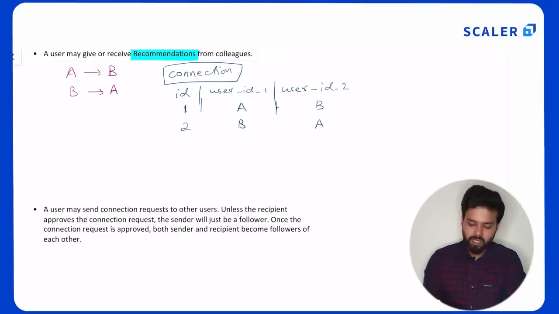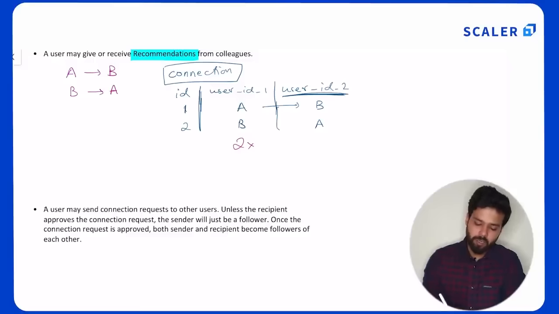So for example, A sent a request to B. So A is a follower of B. So if I want to find out B's follower, I'll need to query the second column, user ID 2. And as soon as it's a bidirectional mapping, I'm adding that particular row as well. So I'll be able to find that out as well. The problem, however, is that I'm taking 2 times the space that I should be taking.